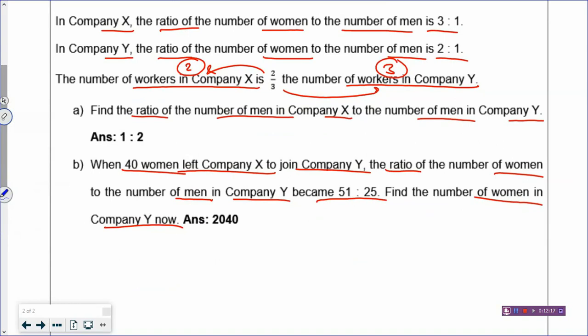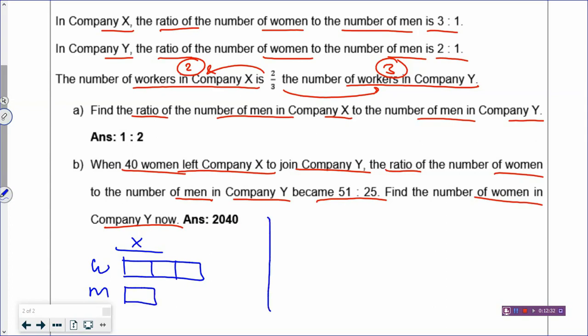Okay, so let's look at how we draw the first sentence. Now in company X, okay, so let's mark out label company X. The women to men, all right, women to men is 3:1. So you draw a rectangle cut into 3 boxes, and the man has 1 box. Okay, company Y, the women to men is 2:1. All right, so this is what you should be doing during the exam. You draw out something like this. So you're until here already.